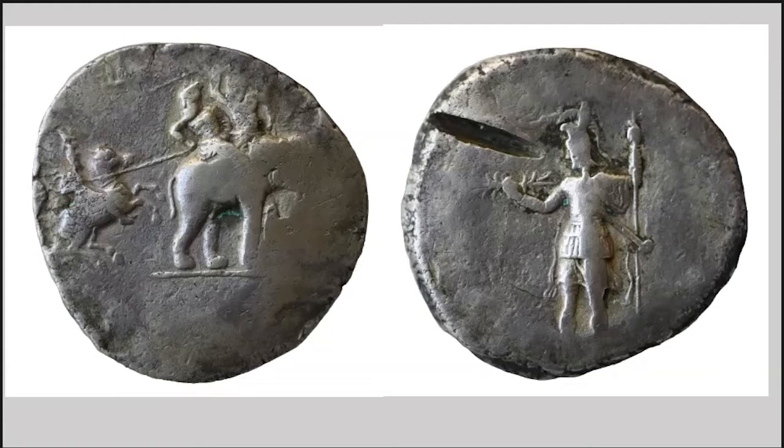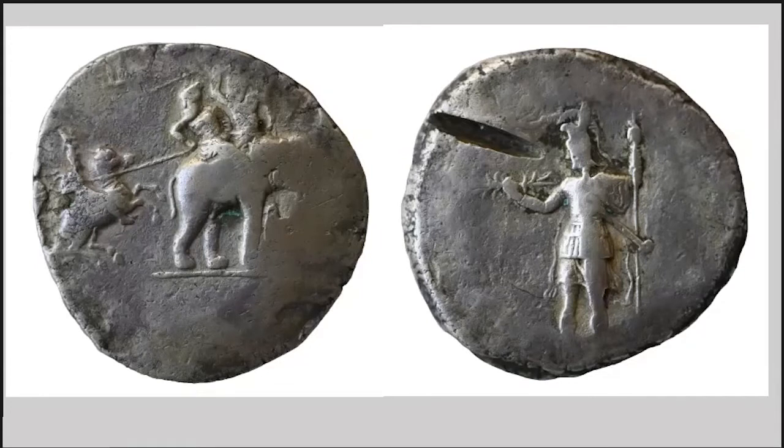And on the reverse, you have Alexander as the conqueror and the victor. He's there representing Zeus. He believed that he is the son of Zeus. So he's holding the thunderbolt, which is the attribute of Zeus, and he is crowned by Nike, the victory. So this is the beginning. This happens in 325 BC.